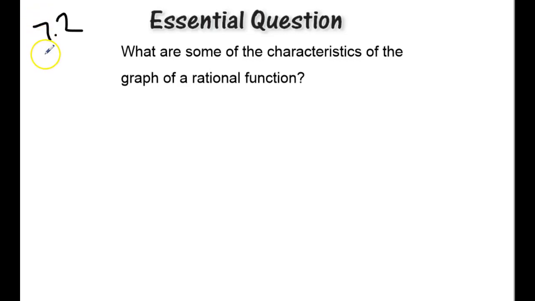Okay, so here is all of our information for section 7.2. The essential question for this section is, what are some of the characteristics of the graph of a rational function? So here we're going to be graphing those rational functions that we've been looking at.